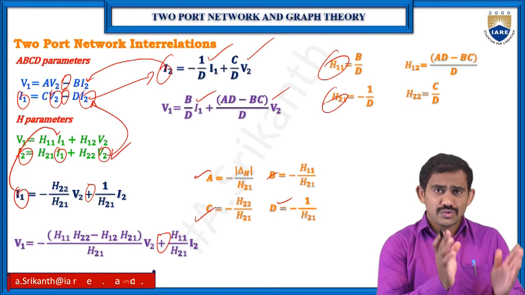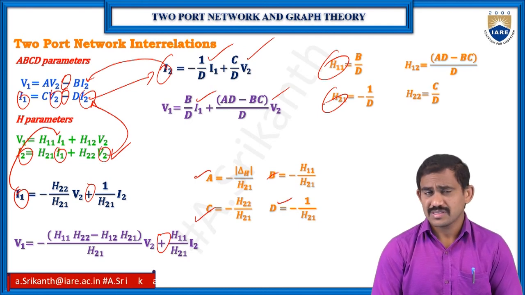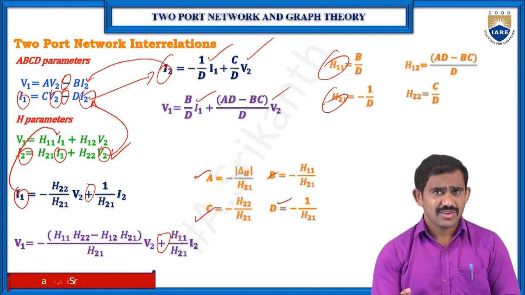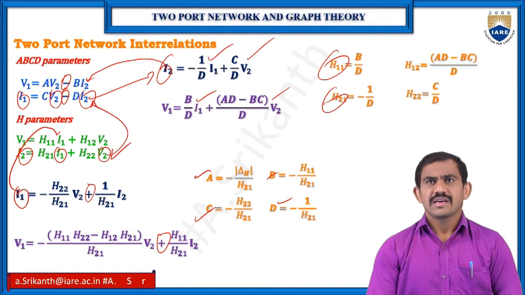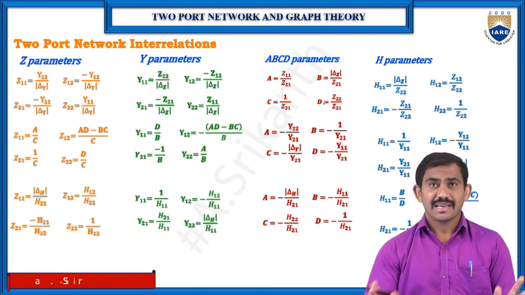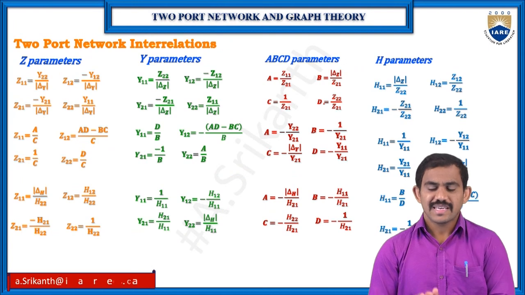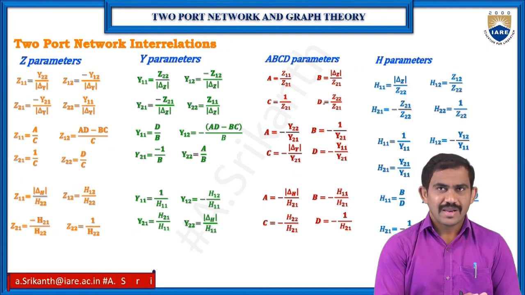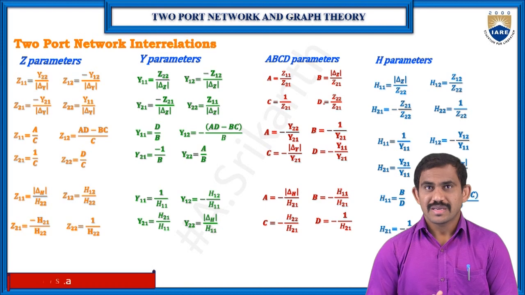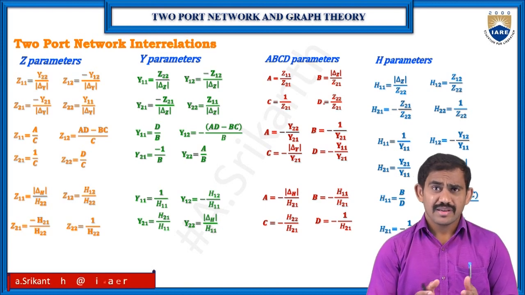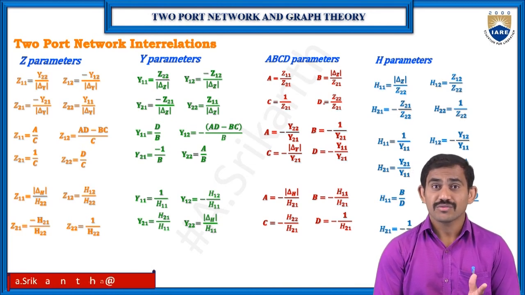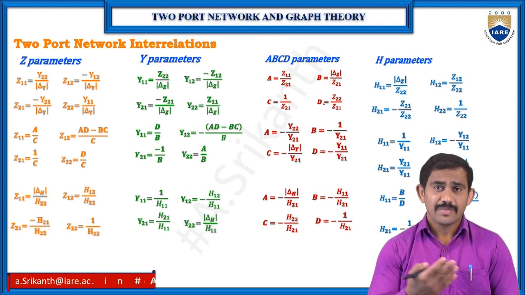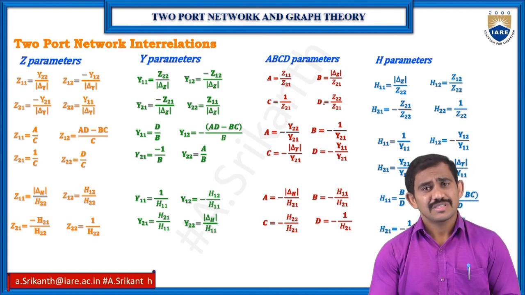When we know those formations, which parameters, which formations, then from that equation just compare those equations with your unknown values. Now at a glance we have Z, Y, ABCD and H parameters. If I know one parameter, I can find out the remaining parameters. So no need to memorize these equations in the exam also. If you know the logic of how to find one parameter from another, which equations we have for one parameter, which equations we have for another.